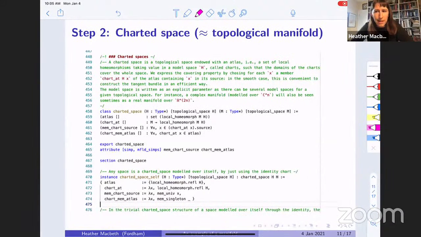The second step is to make a charted space, which is, I guess, mathematically more or less a topological manifold, but a topological manifold with, moreover, a choice of distinguished chart at each point. So again, I'm showing Sebastian's code here. This is the definition of charted space in Mathlib. And as you can see, it consists of an atlas, which is a set of local homeomorphisms, a choice of chart at each point, and the verification that indeed the point is in the chart and that the chart belongs to the atlas. It seems like it should be very straightforward, and it is, but the challenge here is deciding what to do.